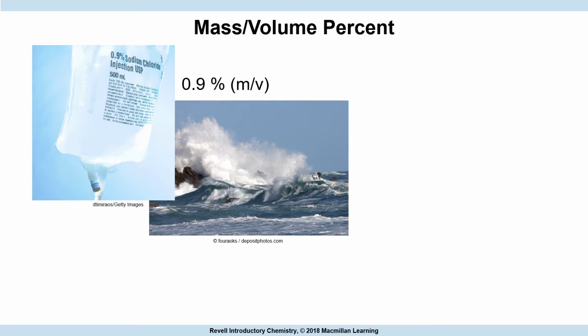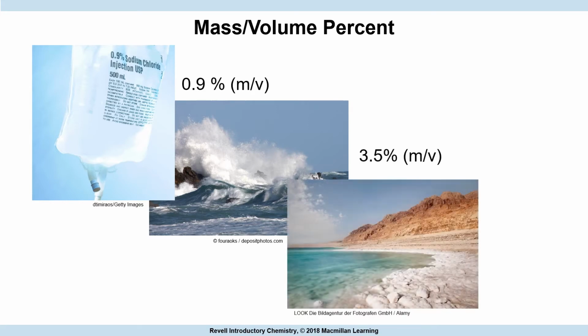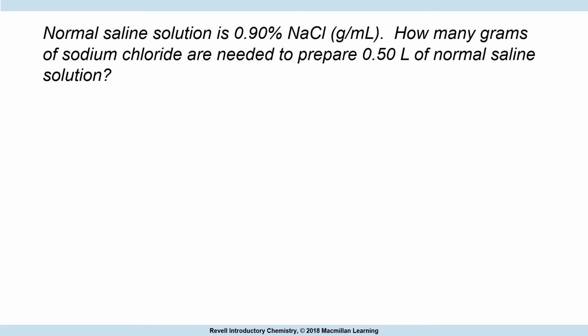So other things that are at some constant mass per volume, that's seawater, which is 3.5% sodium chloride per volume. And if you were ever near the Dead Sea, an incredible phenomenon, that's about a half a mile below sea level, and it's a whopping 34% mass of sodium chloride per volume. The normal saline, 0.9%.